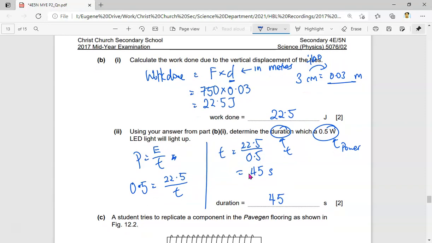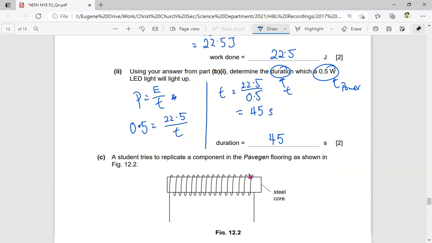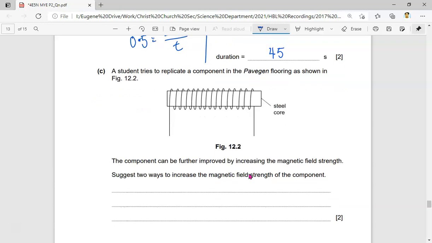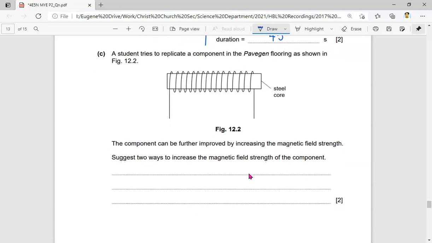So when a person steps onto the tile, it will cause a 0.5 watt LED lamp to light up for 45 seconds. Okay, next, a student tries to replicate a component in the Pavegen flooring, because if you read carefully it's about electromagnetism. So this is the component here, with a steel core inside. They say the component can be further improved by increasing the magnetic field strength. Suggest two ways to increase the magnetic field strength of the component. So in this whole diagram, I want to increase the magnetic field strength. What are the two ways?